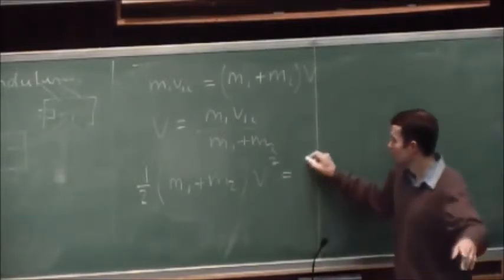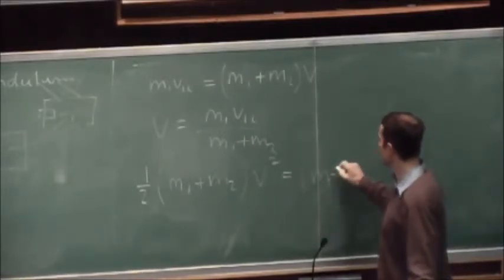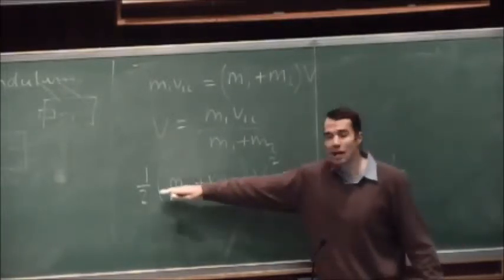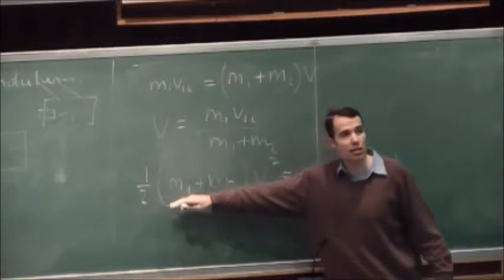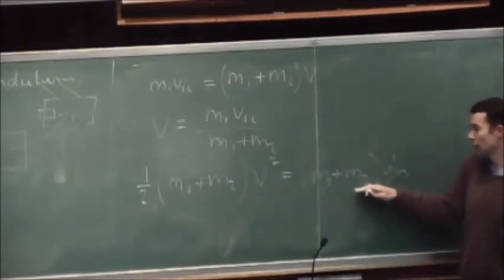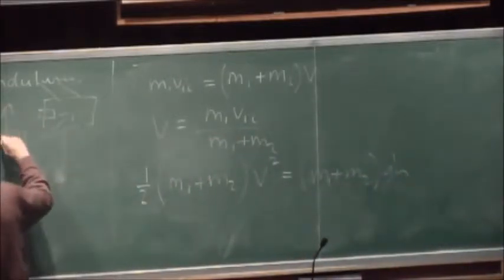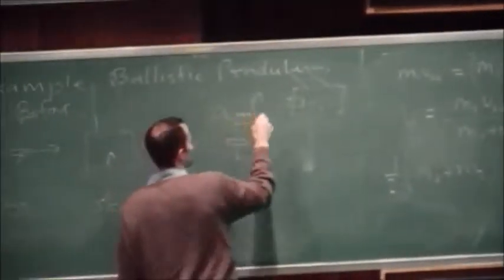So then I get (M1 plus M2) GH. So what I'm going to say is all this kinetic energy is therefore going to be transformed into potential energy. Now let's assume that this final height is 10 centimeters.